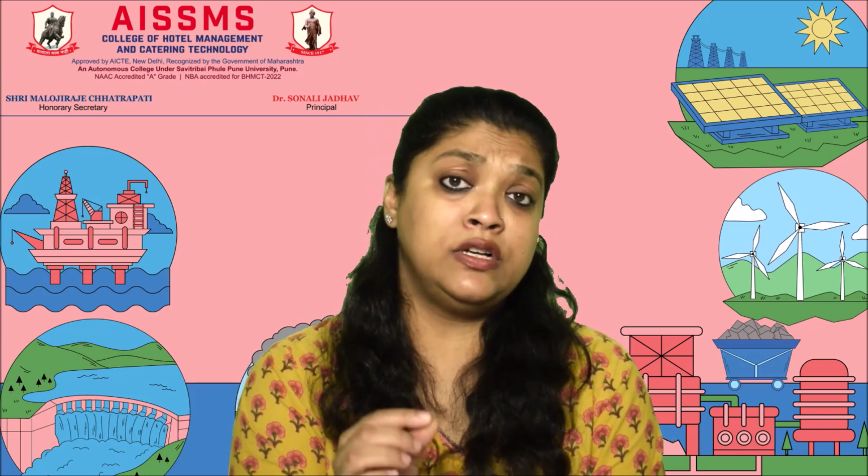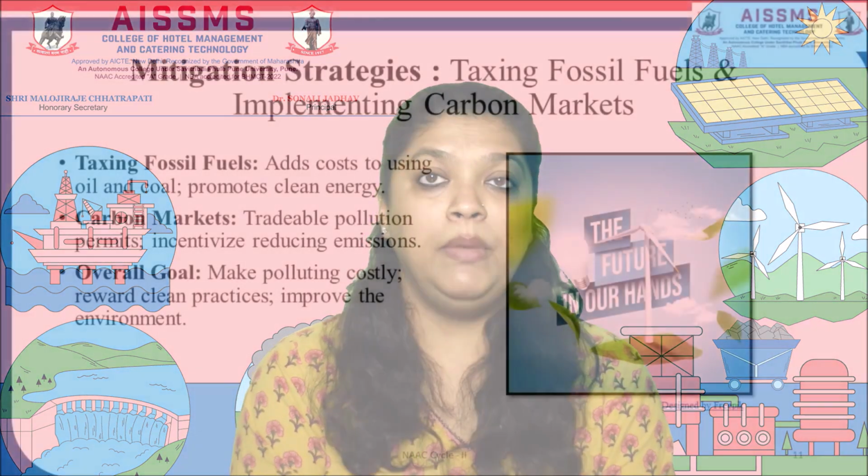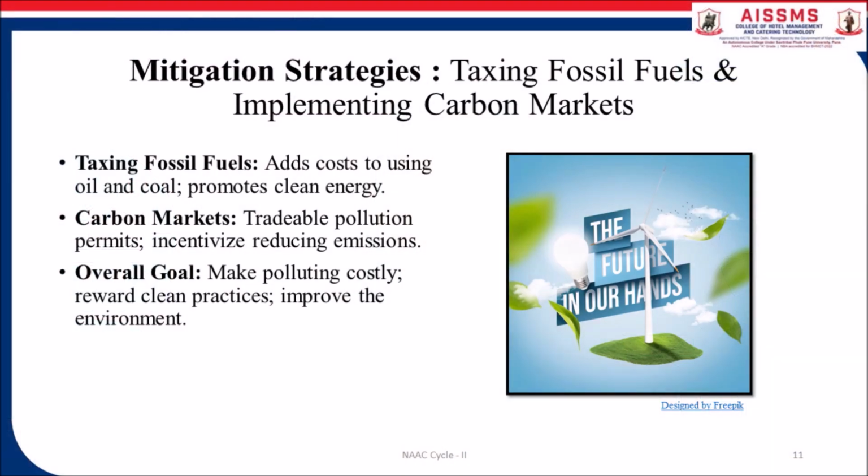First, there's the idea of taxing fossil fuels. Now what does this mean? This means making companies pay extra money if they use things like oil and coal. By doing this, the government hopes companies will use less of these bad for the planet fuels and instead invest in cleaner energy like solar or wind power.